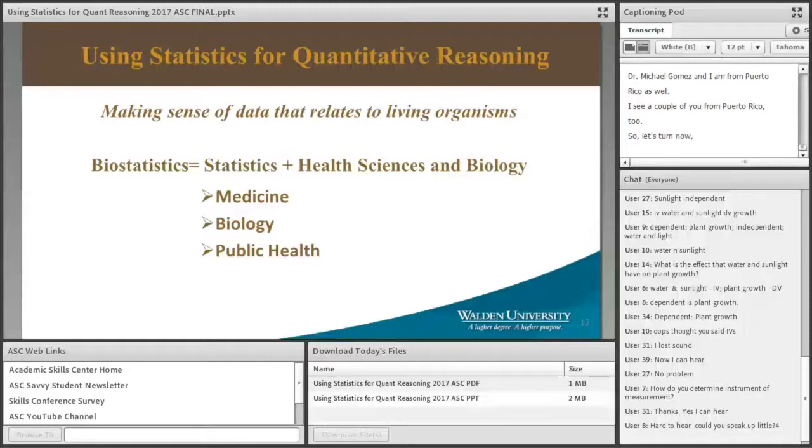So basically, it's using the tools of statistics by answering research questions in medicine, biology, and public health. Such questions could be whether a new drug works, what causes cancer and other diseases, and how long a person with a certain illness is likely to survive. In recent years, the health sciences have become increasingly quantitative.